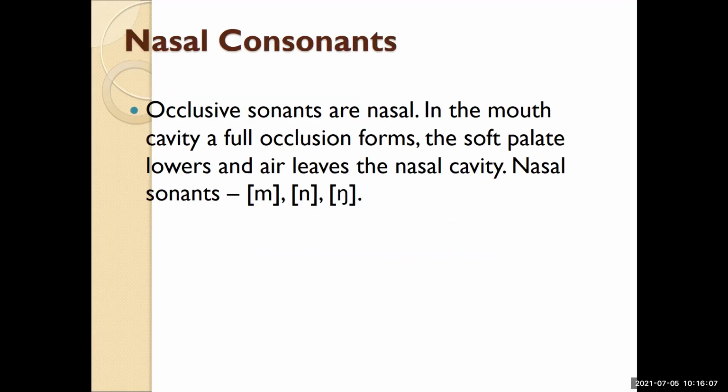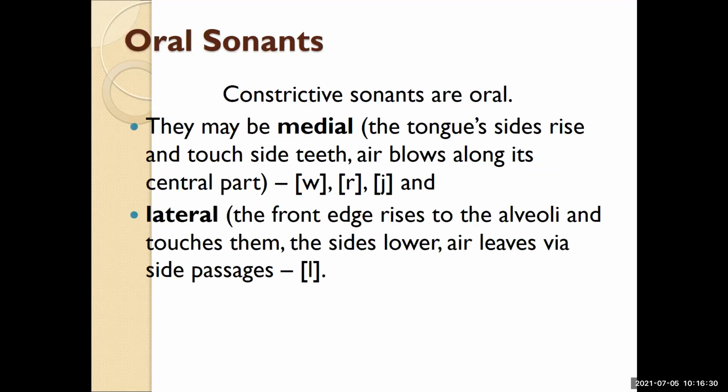Now, nasal consonants. Occlusive consonants are nasals. As I mentioned before, occlusives are divided into plosives and nasals. Plosives are articulated in the mouth cavity, and nasals in the nasal cavity. A full occlusion forms, the soft palate lowers, and air leaves through the nasal cavity. And nasal sonorants, or nasal consonants, are m, n, ng.